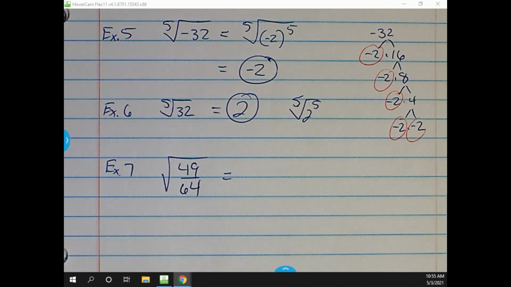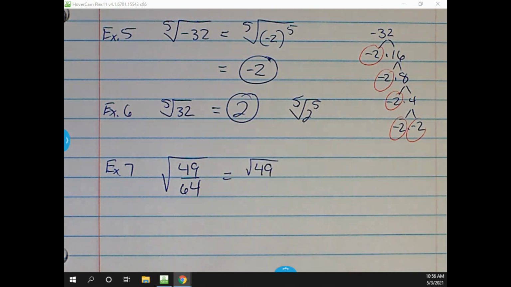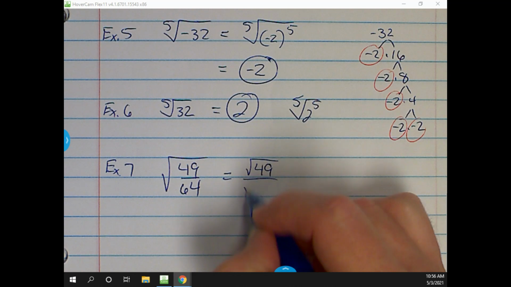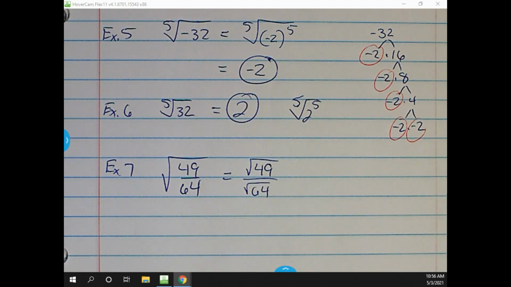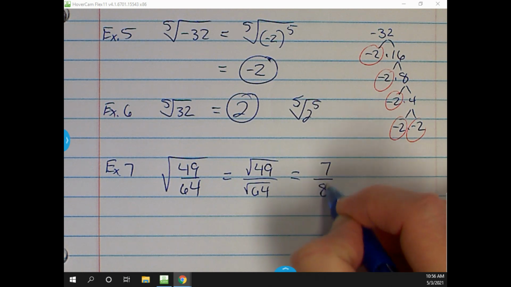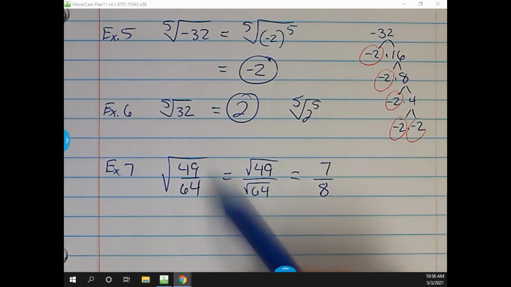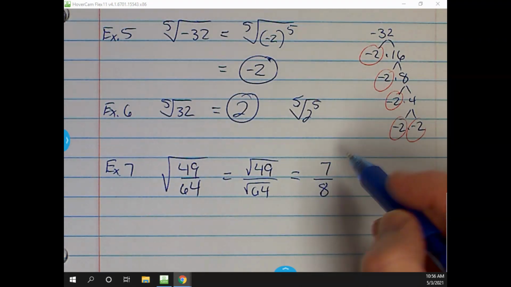If you broke that up into 2 pieces, we did the square root of 49 over the square root of 64. Well, that would be 7 over 8. Okay, so if they give you a fraction to start with in the question, then you're going to wind up with a fraction answer.